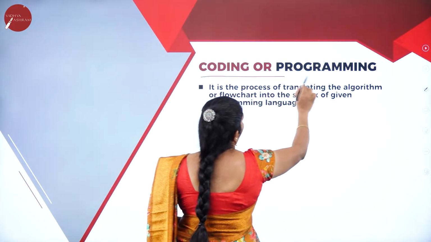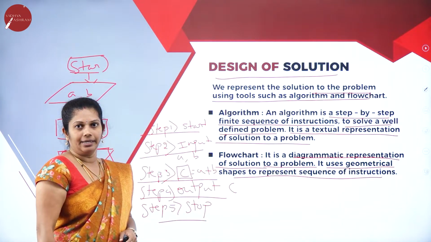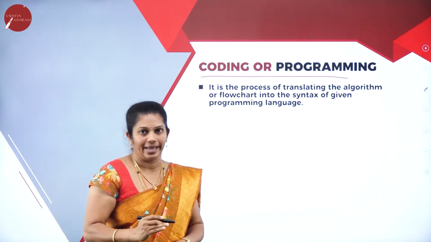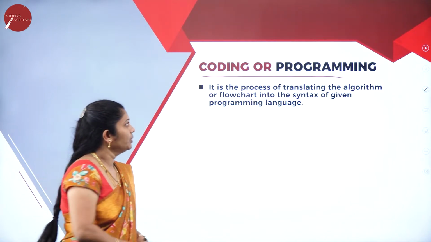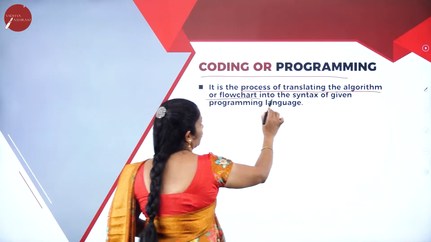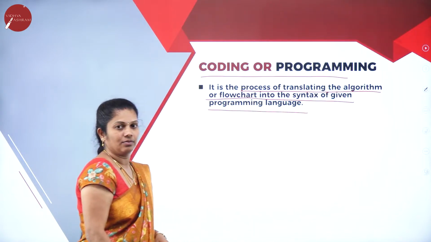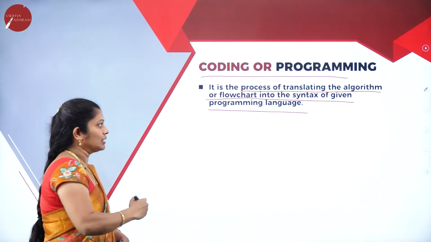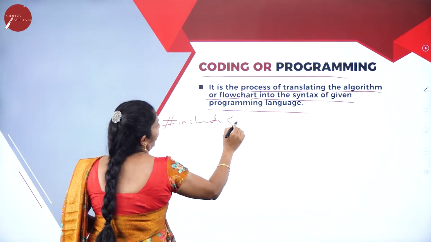Next is coding or programming. Here I have written the algorithm, whereas in the coding section, we write using some particular syntax in some particular programming language. That is nothing but coding. It is a process of translating the algorithm or a flowchart into the syntax of a given programming language. For example, by using a C or C++ program, I want to do the same calculation. First step, I want to declare the header file as include iostream.h.